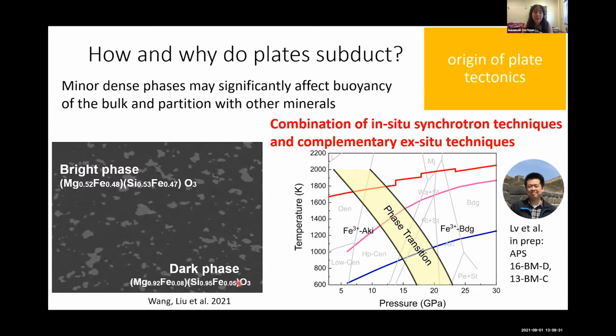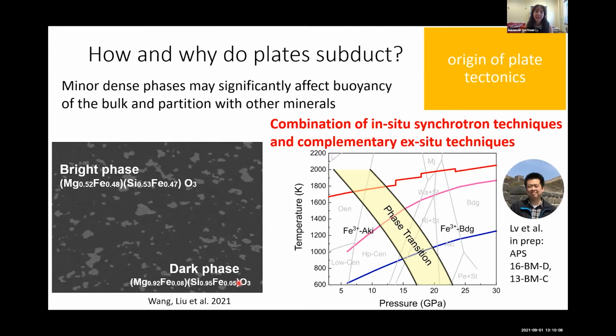So based on these experiments, this suggested to us that we could have a coexistence of a ferric iron-rich bridgmanite and a ferrous iron but iron-poor bridgmanite at certain conditions in the mantle. So we've been continuing to work out the physical properties and the phase equilibria in assemblages containing these materials. And the only way for us to take this on is to combine our in situ synchrotron techniques and our ex situ techniques in order to get a more reliable handle on the composition.